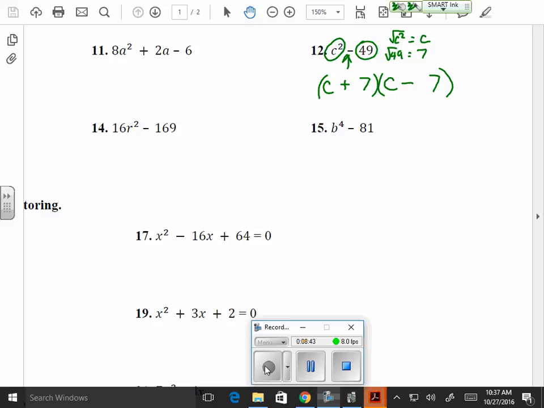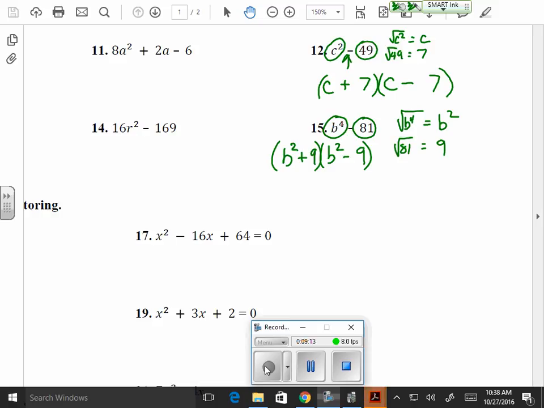We go to 15. Is b to the fourth a perfect square? I don't know. What is the square root of b to the fourth? It would be b squared. What is the square root of 81? Well, that would be 9. So then that means that this does break down as a difference of two squares, as b squared plus 9 and b squared minus 9.